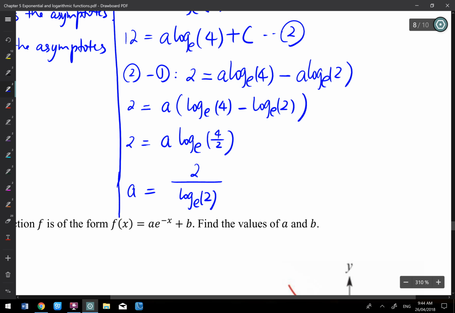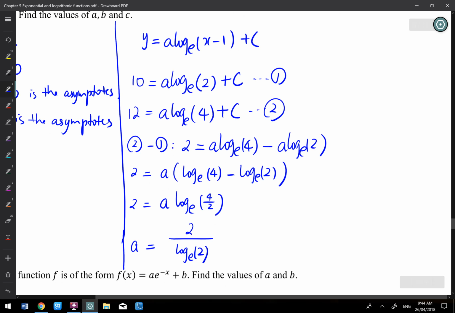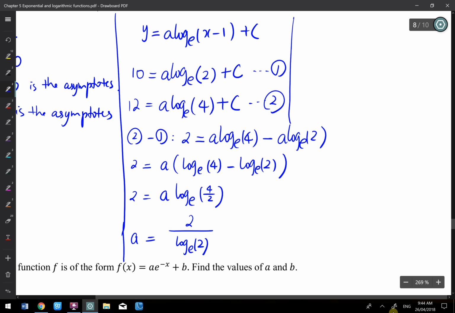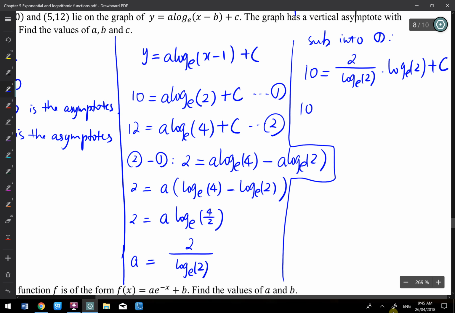Okay, I'll leave the answer like this first, and we go to solve for c. So sub a into any equation, maybe sub into equation 1, the smaller one. We have 10 equals to a, which is 2 over log e 2, times log e 2, plus c. 10 equals to 2 plus c, and c equals to 8.